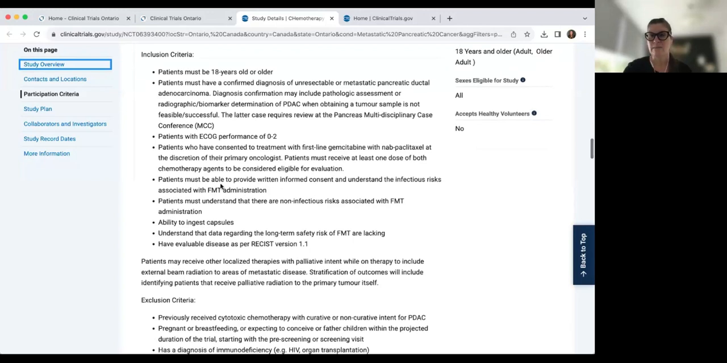Participants would have to be able to provide written informed consent and understand potential infectious risks associated with this FMT administration. And that would be part of the actual consent process itself. So you don't have to know these risks up front, but you would be able to look at the informed consent, ask lots of questions, and then agree to providing written informed consent.